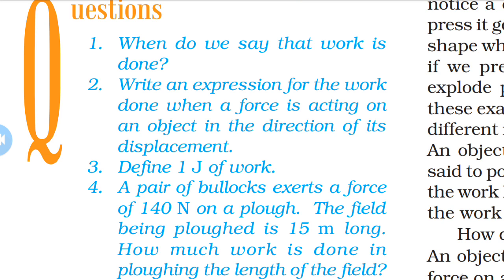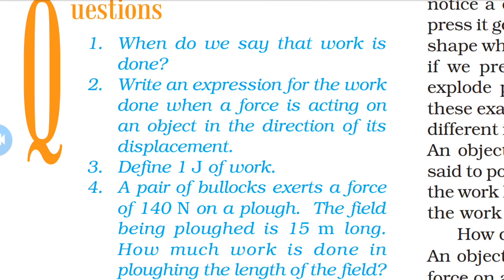Next question 3, define 1 joule of work. Here 1 joule of work is said to be done when a force of 1 Newton acting on the object displaces it in the direction of force through 1 meter. Again I repeat, 1 joule of work is said to be done when a force of 1 Newton acting on an object displaces it in the direction of force through 1 meter.